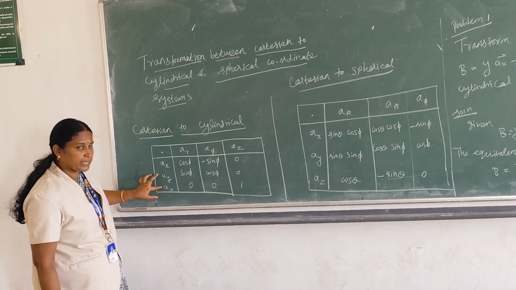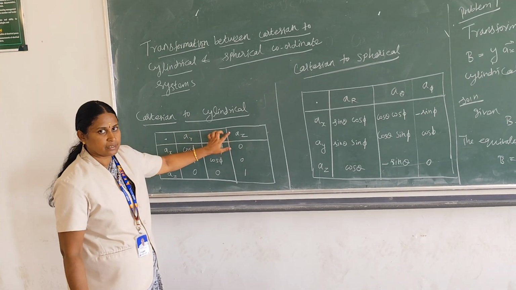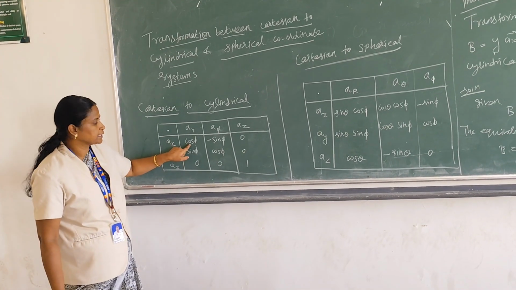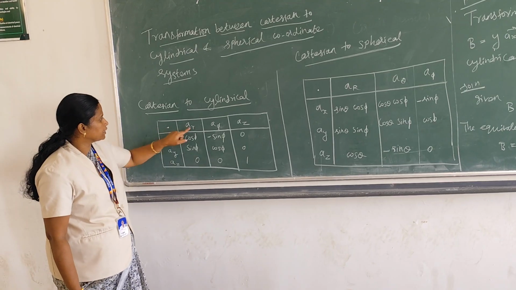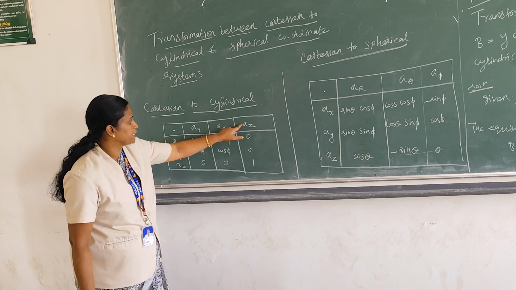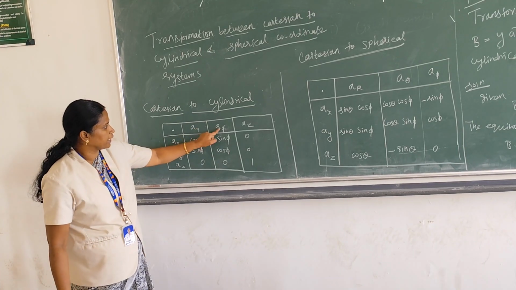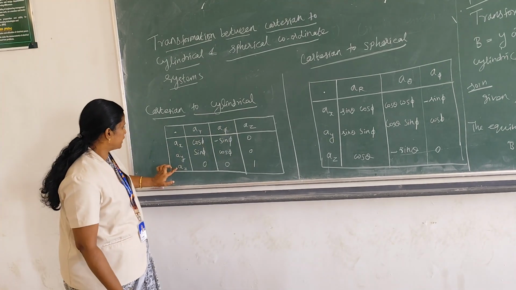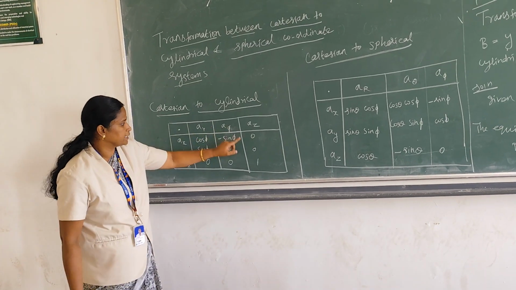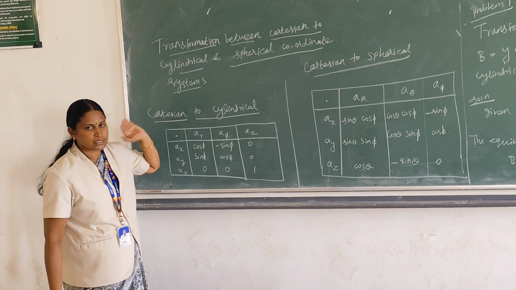Ax, Ay, Az are Cartesian components, and AR, A phi, Az are cylindrical components. So Ax dot AR means you have to replace that term by cos phi, and Ax dot A phi means we have to replace it by minus sin phi, and Ax dot Az means we replace it by 0. Like that, Ay dot AR, Ay dot A phi, Ay dot Az, and Az dot AR, Az dot A phi, and Az dot Az as 1. So this is the table for converting a Cartesian vector to a cylindrical vector.